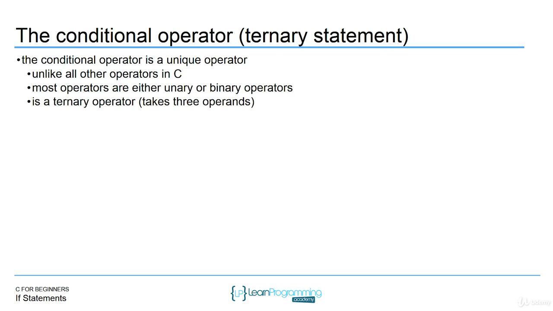Most of the operators in C are either unary or binary. Unary means that the operators take a single argument or a single operand. Binary means they have operands on both sides. So the plus operator is a binary operator because you do 5 plus 3, 2 operands. The negative is a unary operator because you say like -3. Well, there's a third option. There's a ternary operator which takes 3 operands. And this is the conditional operator.